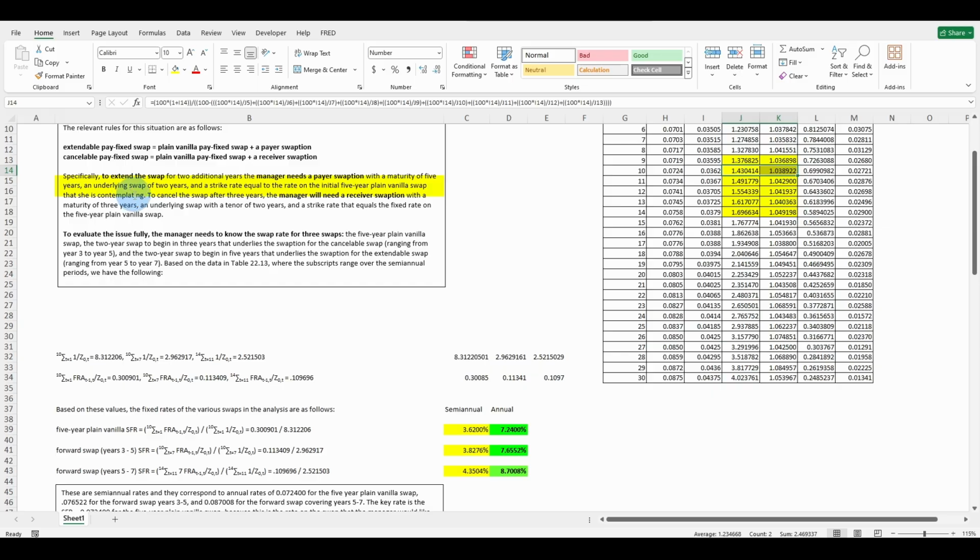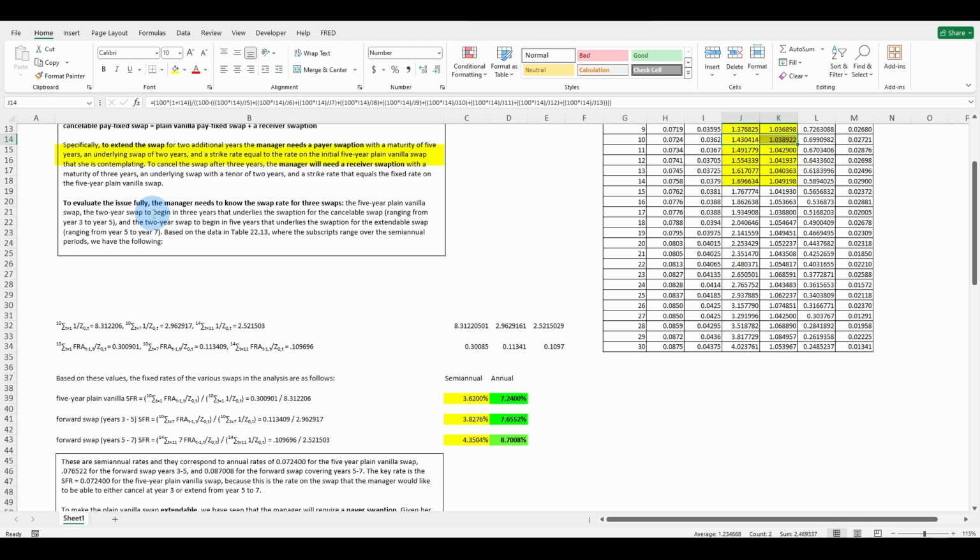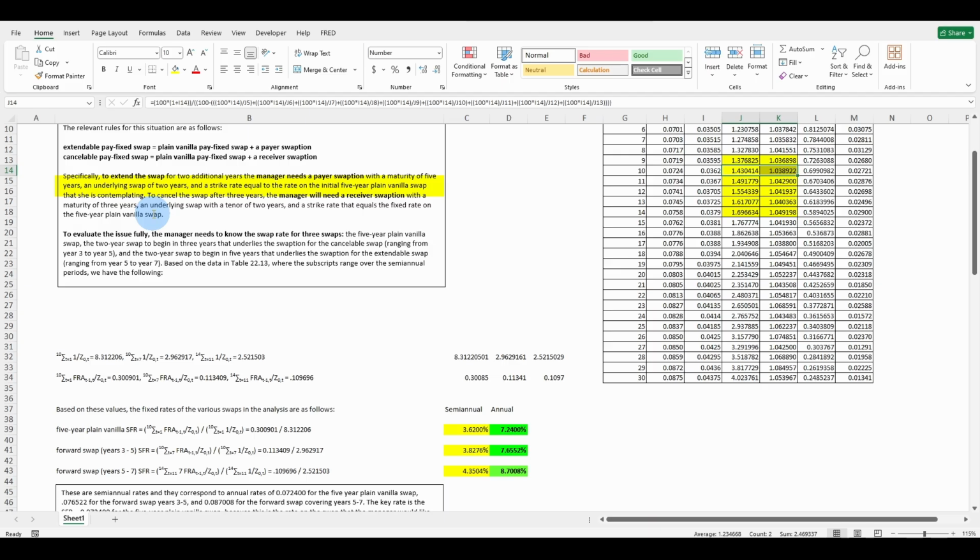To cancel the swap after 3 years, the manager will need a receiver swaption with a maturity of 3 years and an underlying swap with a tenor of 2 years, with a strike rate that equals the fixed rate on the 5-year plain vanilla swap. A lot of work to do this.